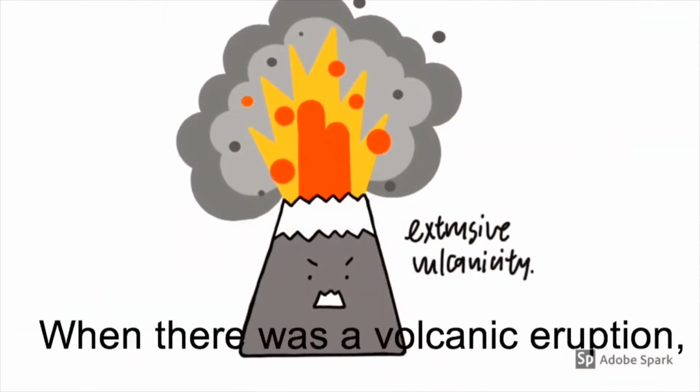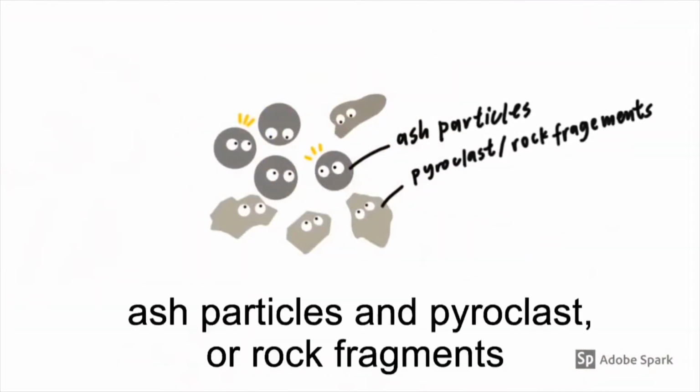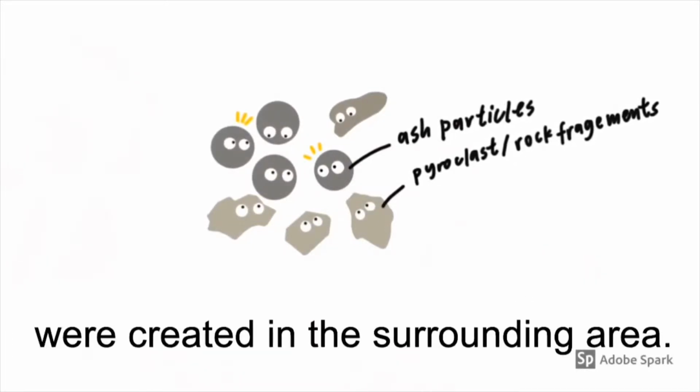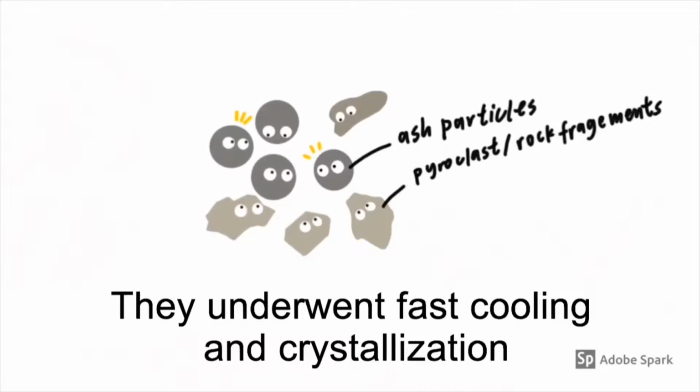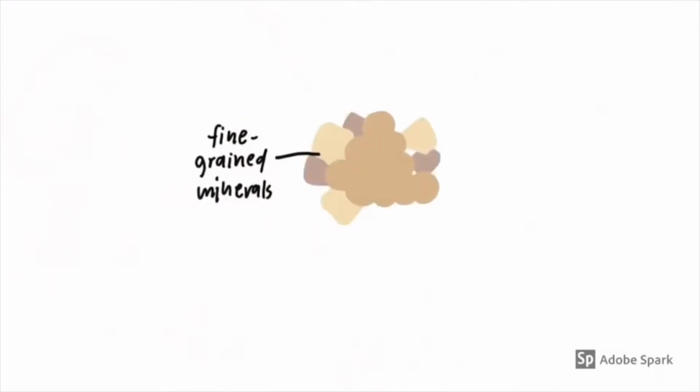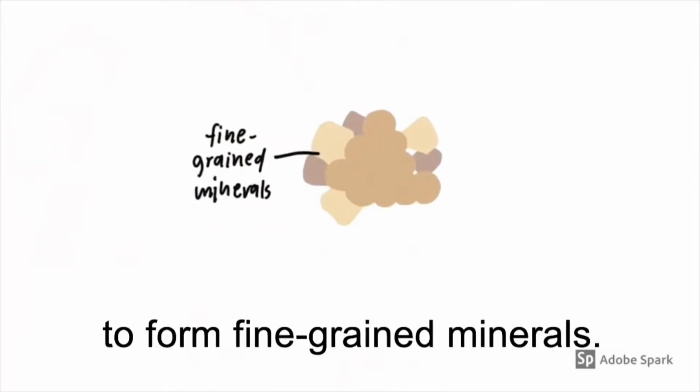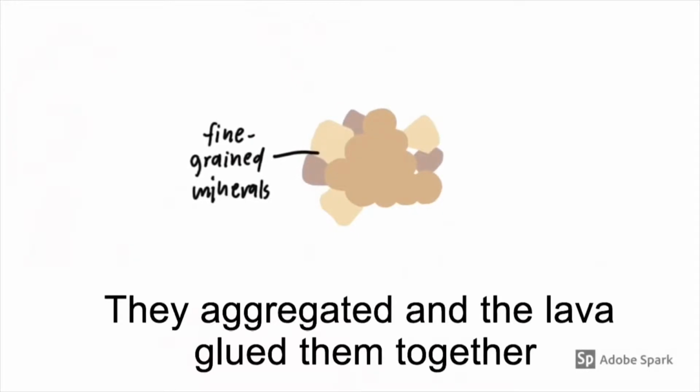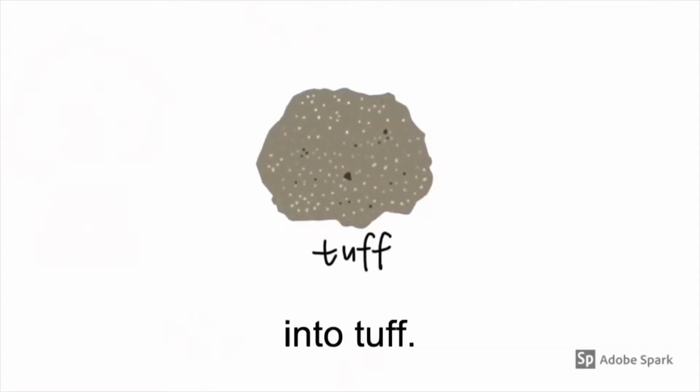When there was a volcanic eruption, ash particles and pyroclasts or rock fragments were created in the surrounding area. They underwent fast cooling and crystallization to form fine-grained minerals. They aggregated and the lava glued them together in the tuff.